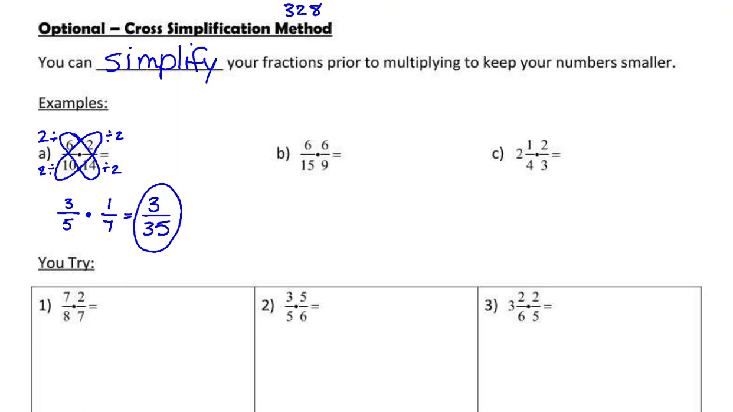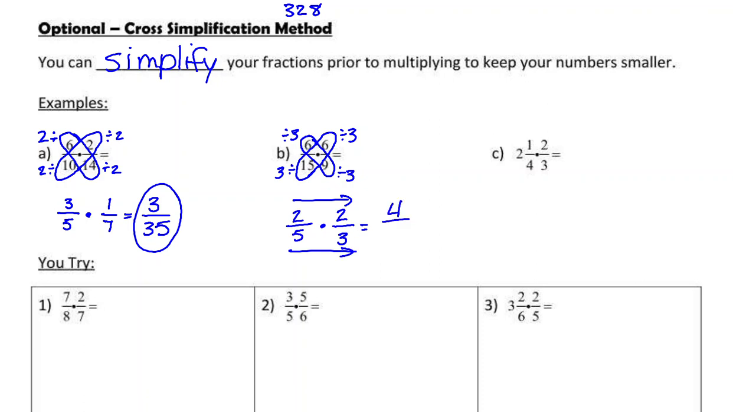Okay, letter B. If I look on the diagonal this way, 6 and 9, they both divide by 3. And then the same thing with 6 and 15. 6 and 15 both can also divide by 3. So now I can reset up the fraction. 6 divided by 3 is 2, 15 divided by 3 is 5. 6 divided by 3 is 2, 9 divided by 3 is 3. Then I multiply across the top, across the bottom. 2 times 2 is 4, 5 times 3 is 15. Doesn't simplify because I did it at the beginning with the little numbers.